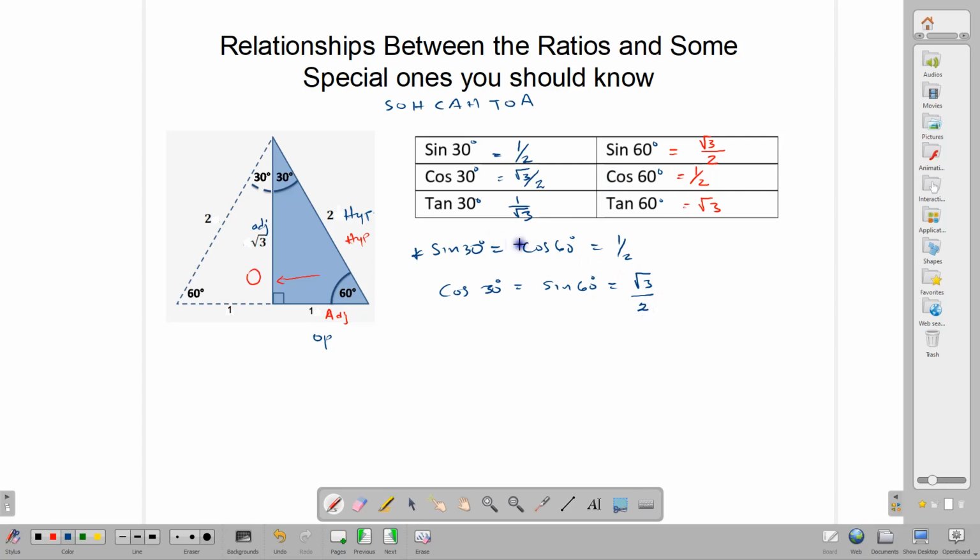The tangent of 30 and the tangent of 60 are reciprocal to each other, but I'm primarily interested in these two. What do we notice about 60 and 30? Well, 60 degrees plus 30 degrees is equal to 90 degrees. And these angles, when two angles add to give 90 degrees, we call them complementary angles.